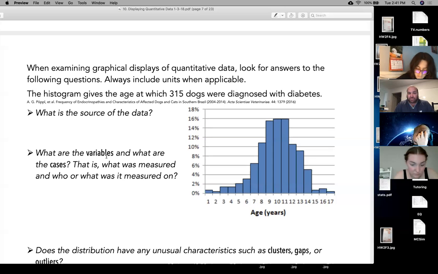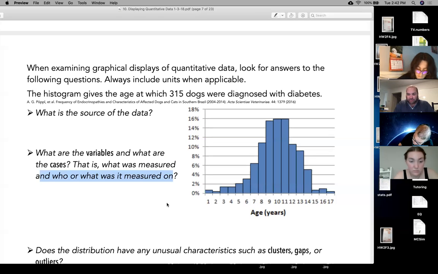Now, what are the variables and what are the cases? That is, what was measured and who or what was it measured on? So what are the variables in this example? What was it that was measured? What is changing from dog to dog? The diagnosis of diabetes. Not the diagnosis itself, but more specifically? Look at the x-axis. What is actually varying? The age. The age at which the dogs got diabetes. Okay, so the variable is the horizontal axis quantity, which is the age.